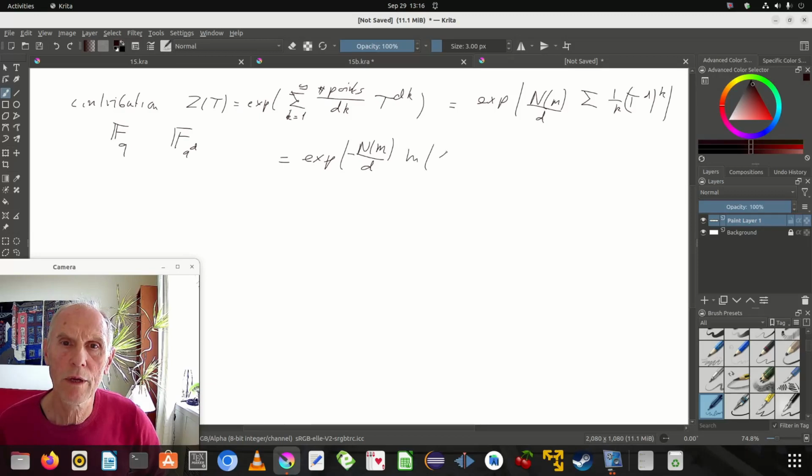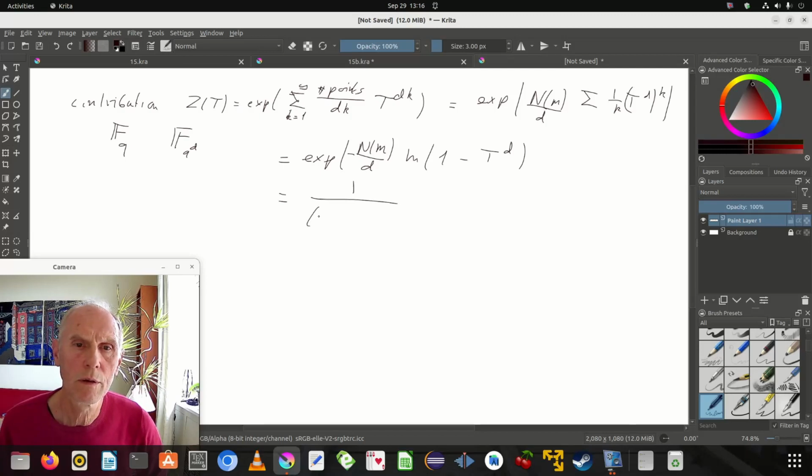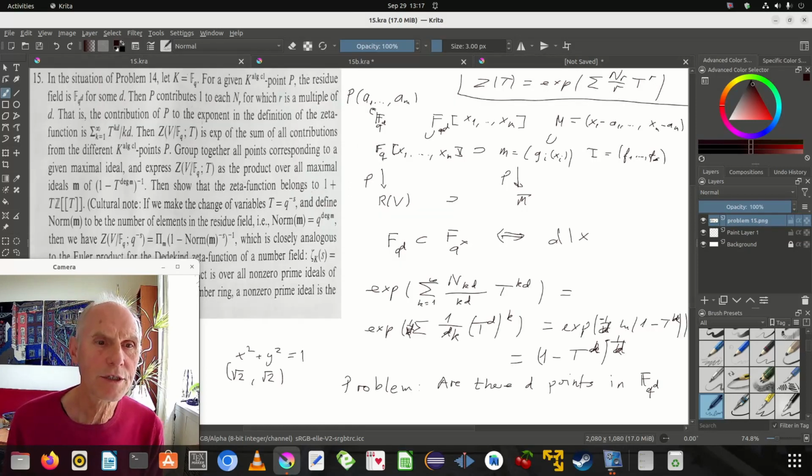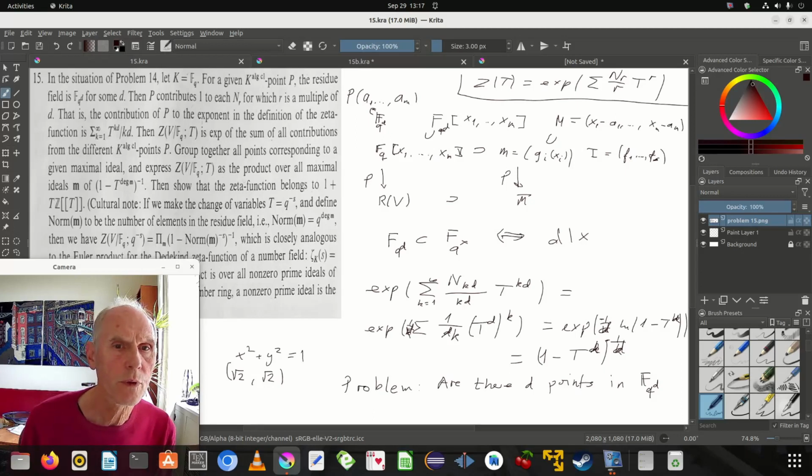Minus ln of 1 minus t to the d-th, and that should be raised to the power norm of m divided by d. Now that's my solution, and let's see what it says. I don't write the answer. Oh, there's the product over all maximal ideals m.